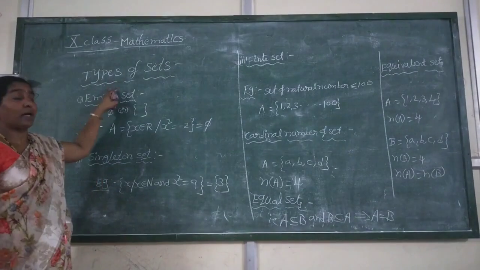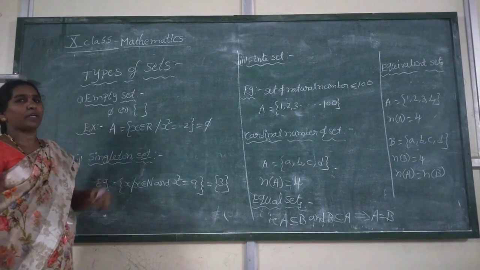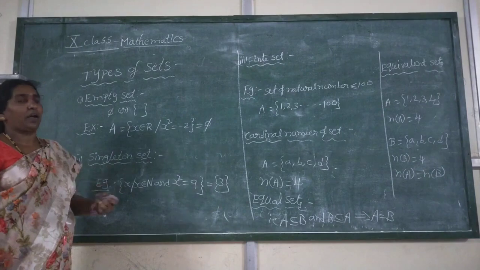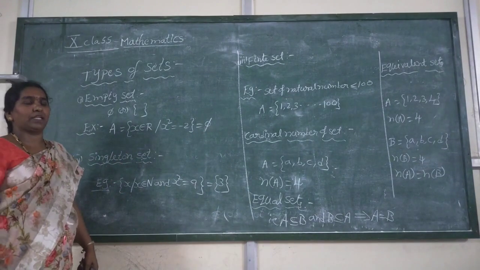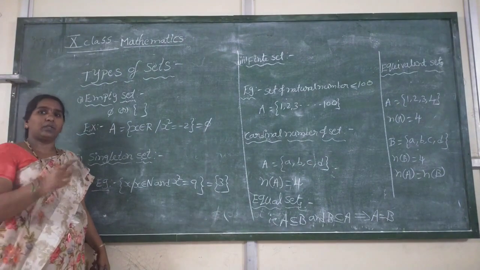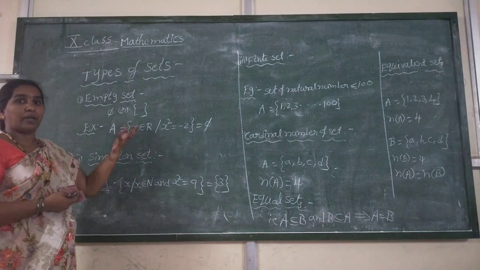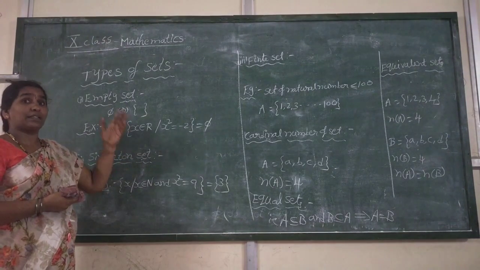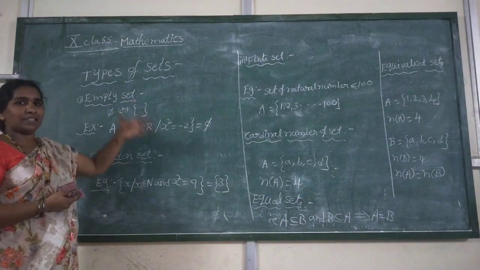Now I am going to explain about types of sets. In types of sets, first I am going to talk about the empty set, or null set, or void set. What is the meaning of empty set? A set containing no elements. The number of elements in the set is 0. Then that set is called an empty set.